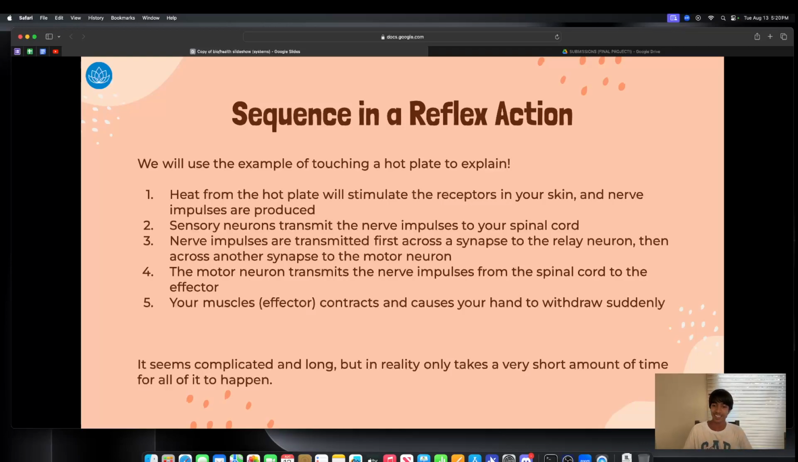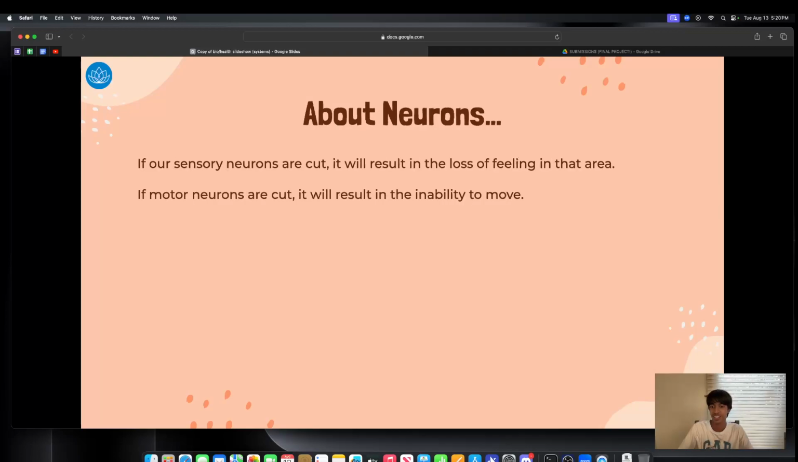Like holding your ear like this versus holding your ear like this, you know? It takes the shortcut, and that's why it protects you, and basically you won't get burned because of these reflex actions that happen in literally seconds, right?